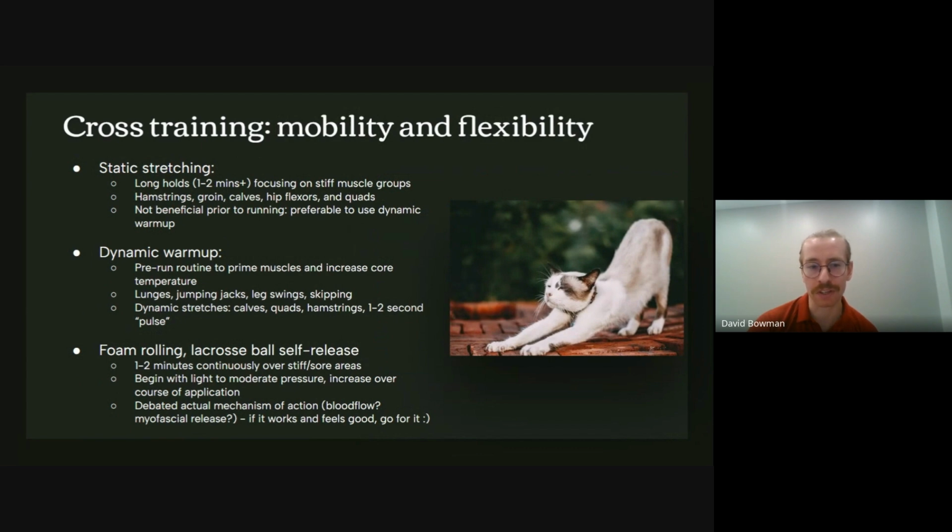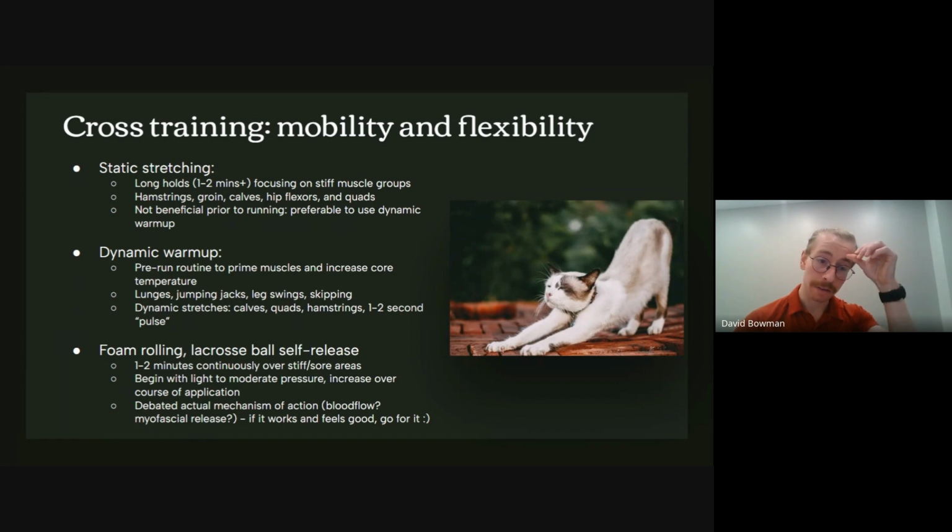And the reason for this is it's more preferable to use something called a dynamic warm-up. So our second domain, the dynamic warm-up, is basically a pre-run routine where we are priming our muscles and increasing our core temperature to get ready for the run. So these are things like our lunge, jumping jacks, forward and lateral leg swings, and skipping movements or running drills. I will sometimes add dynamic stretches into the beginning of a trail run warm-up. So this is like a 1 to 2 second pulse in the calves, quads, or hamstring stretch, where rather than stretching the muscle out and holding it, we are dynamically pulling it in and out of its range to kind of get it ready for what we're going to take it through on the run.